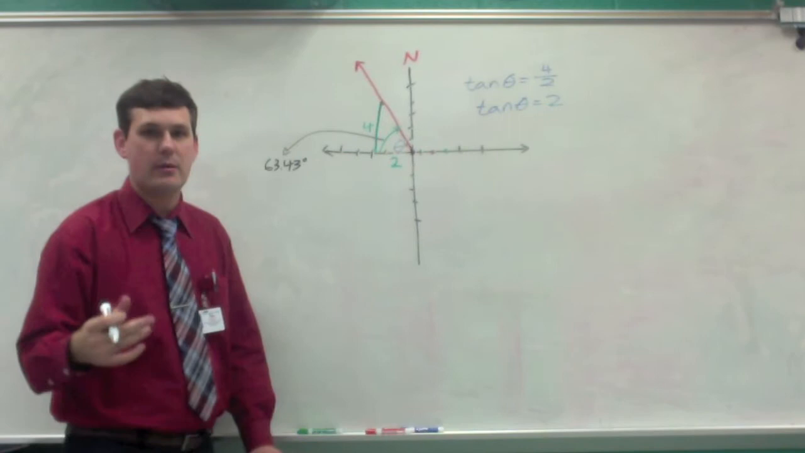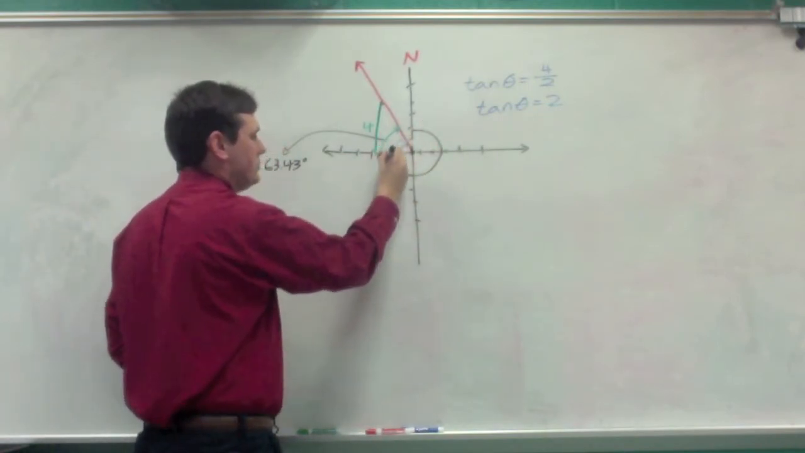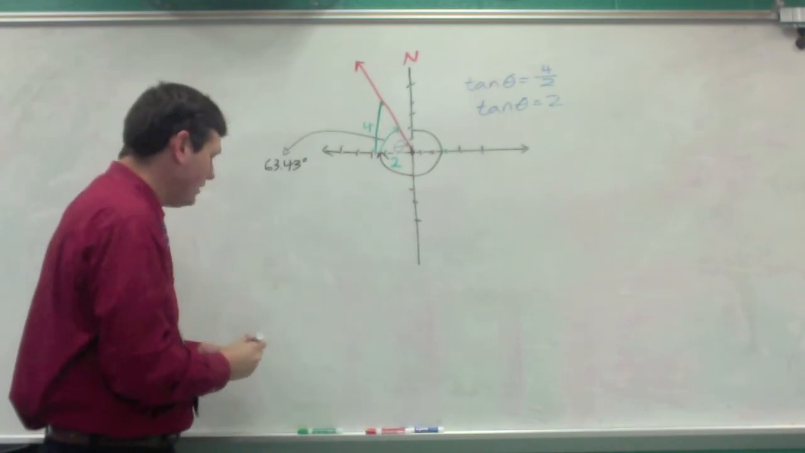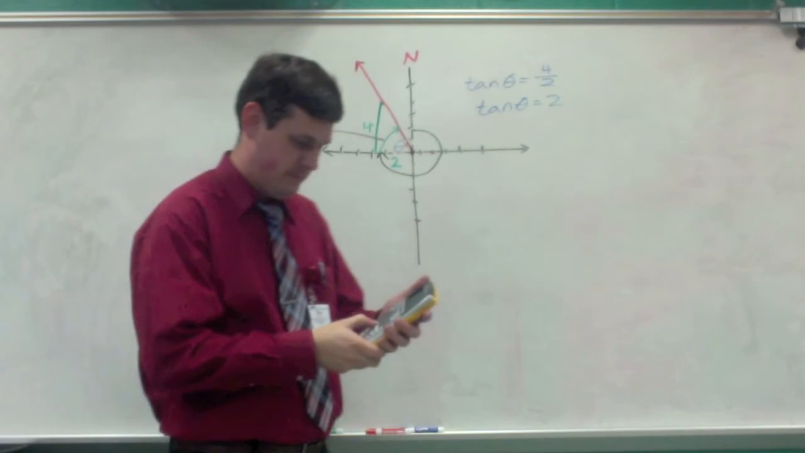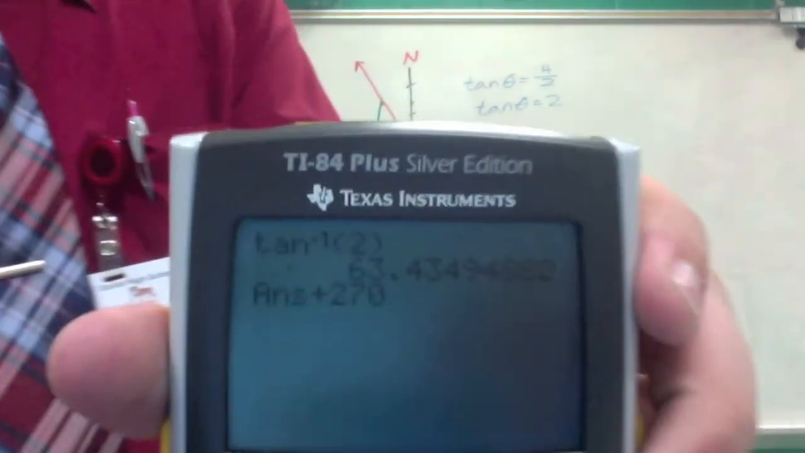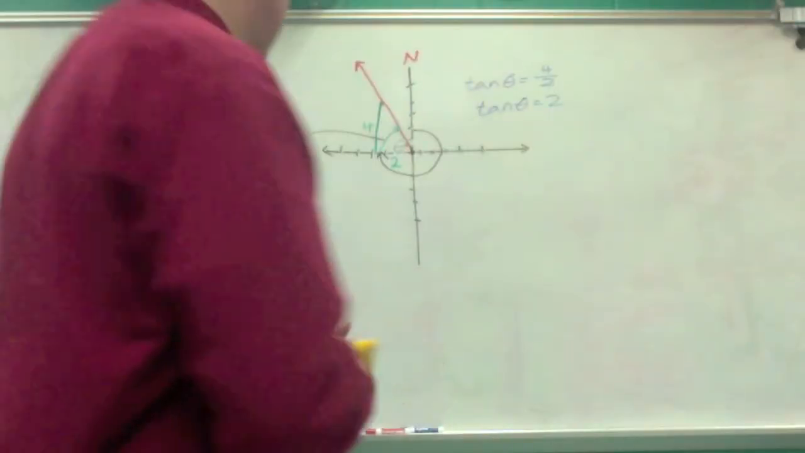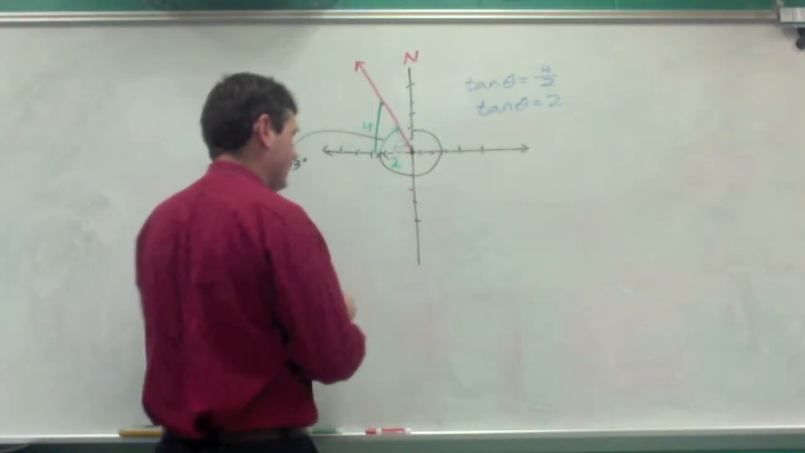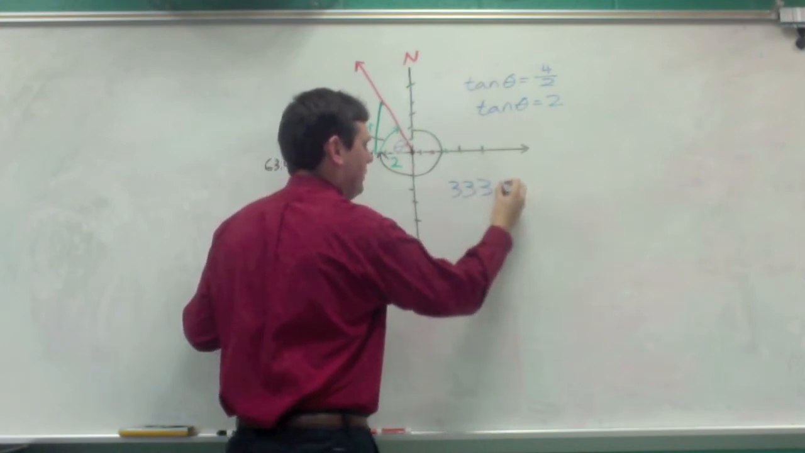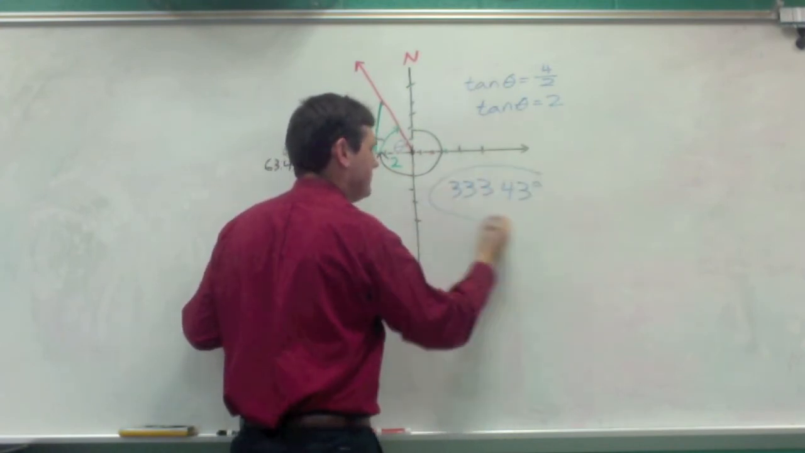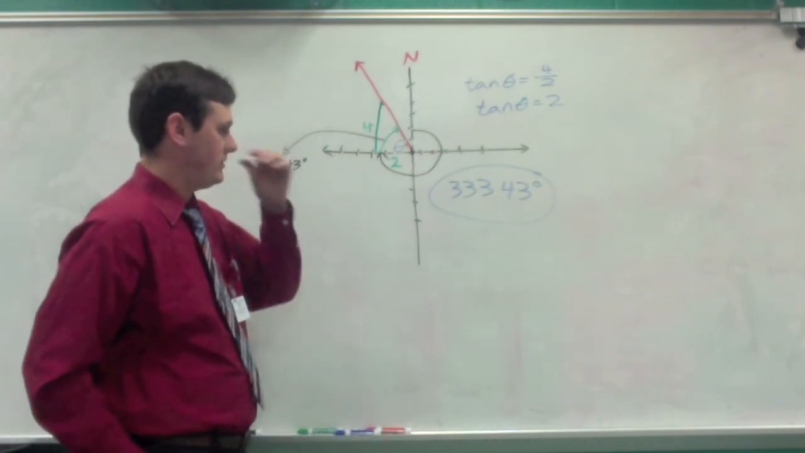But that's not the bearing. Remember, for the bearing we have to go all the way around. So not only do we have the 63, but we also have the 270 on top of that. So we take the 63.43 and we add 270 to that. That gives us our bearing of 333.43. So the bearing for this particular point would be 333.43 degrees.